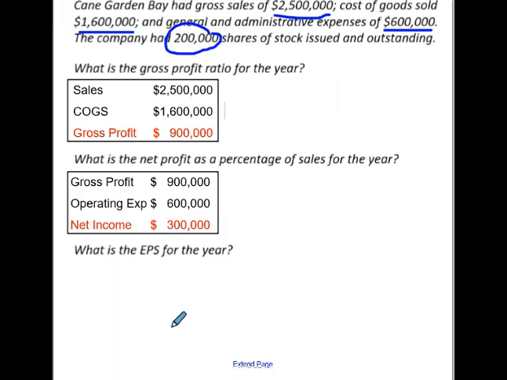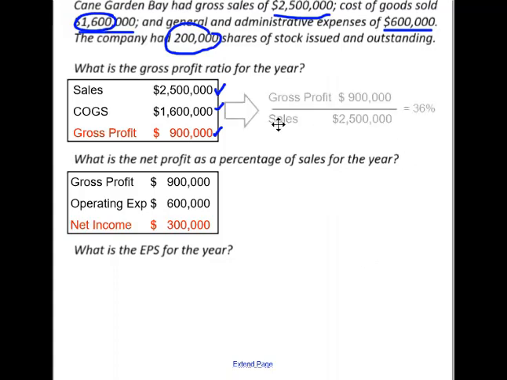We're not told what the gross profit is, but if we remember our classical multiple step income statement, it's our sales minus cost of sales equals gross profit. And you can see I've done that right here. I have $2.5 million of sales. I subtract out my $1,600,000 cost of sales. So I end up with a gross profit of $900,000.